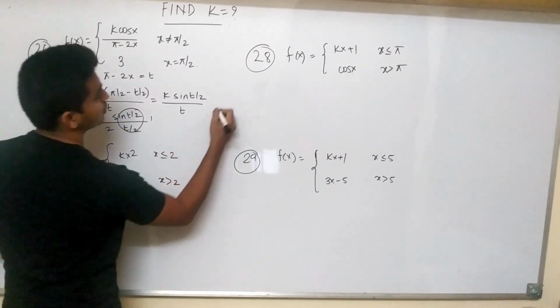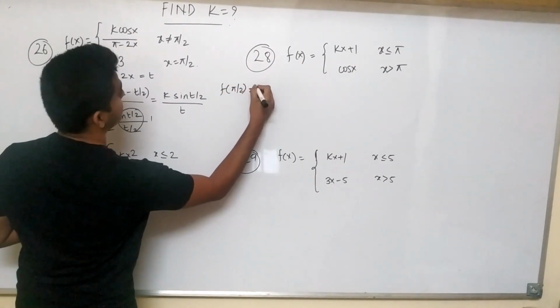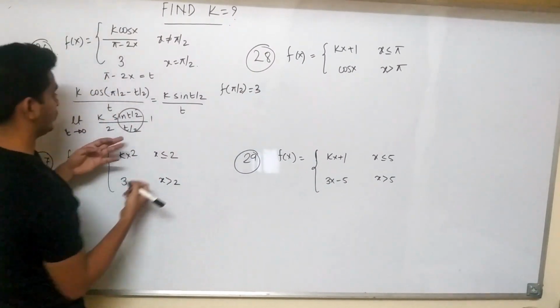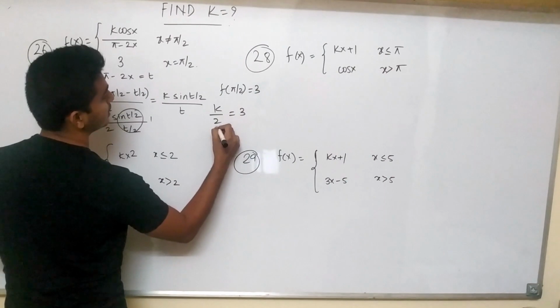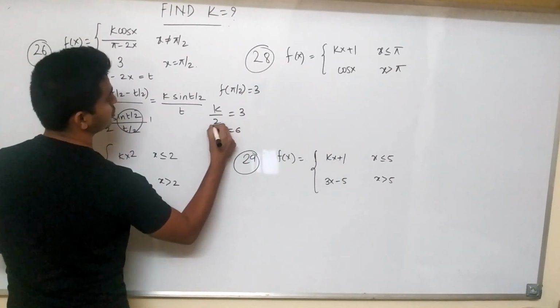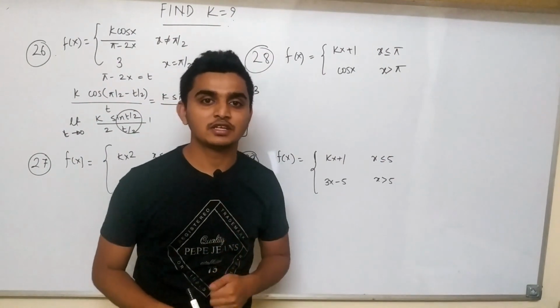And the function at pi by 2 is given as 3. So you just have to equate these two values, which is k upon 2 equals 3. So your k is 6. So you can say that at k equals 6, your function is continuous.